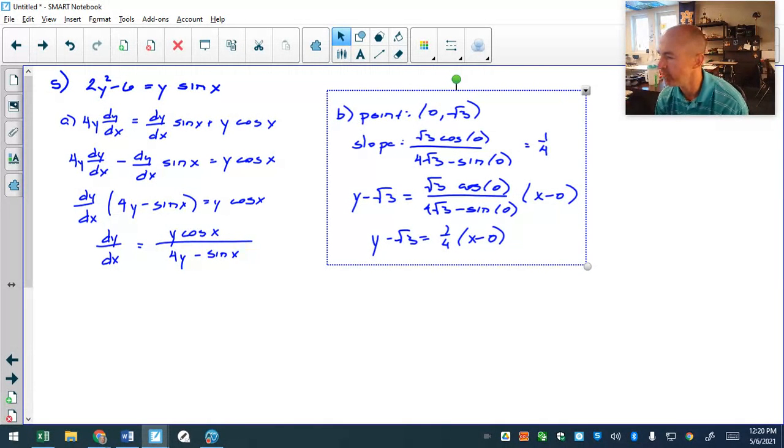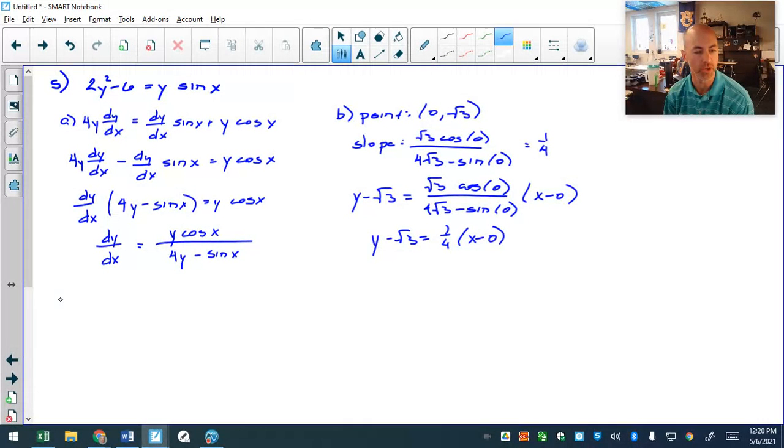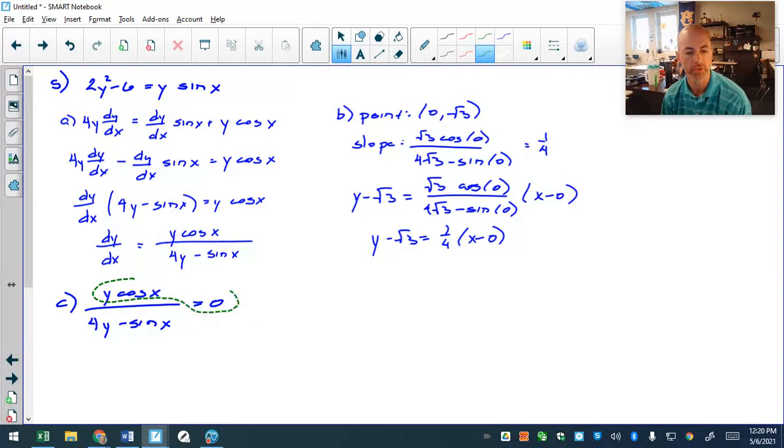Let's see, so from 0 to pi and y's that are positive, find the coordinates of the point where the line tangent to the curve is horizontal. So if you want a horizontal tangent, that means you want the slope to be 0. So I want the slope. I need dy dx, which is y cosine x all over 4y minus sine x. I need that to equal 0, which is going to happen when the numerator is equal to 0.